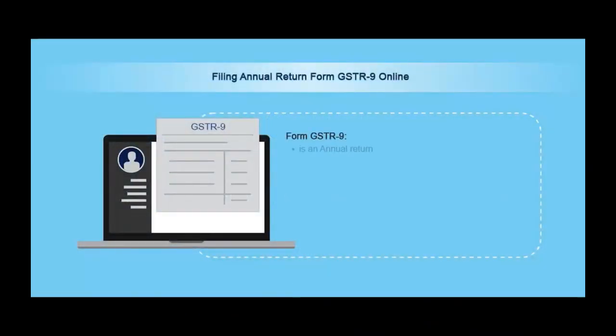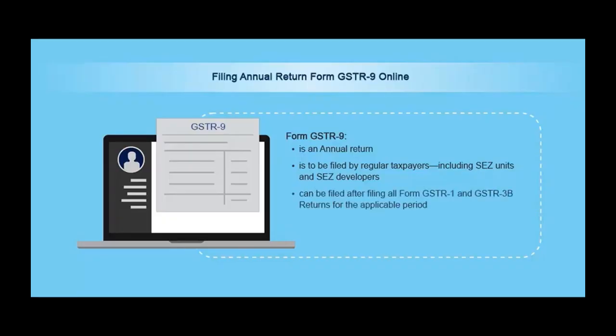Form GSTR 9 is an annual return which is to be filed once for a particular financial year. It is to be filed by the registered taxpayers who were regular taxpayers anytime during that financial year. Before filing this return, you should ensure that you have filed all Form GSTR-1 and GSTR-3B returns for the applicable period on the GST portal. Once filed, Form GSTR-9 cannot be revised. Let's see how to file this return in this video.